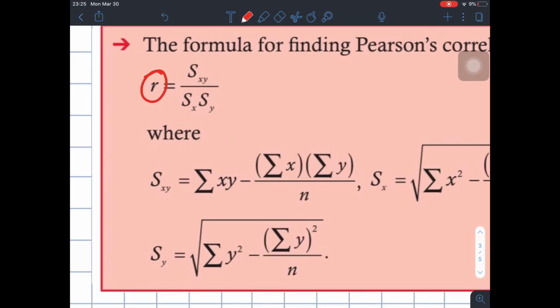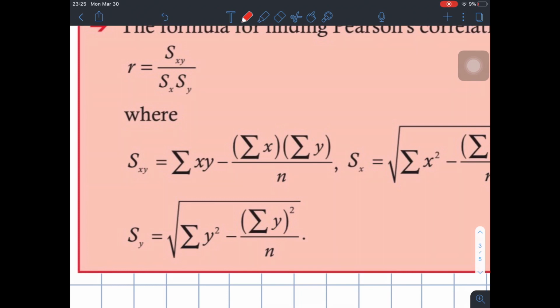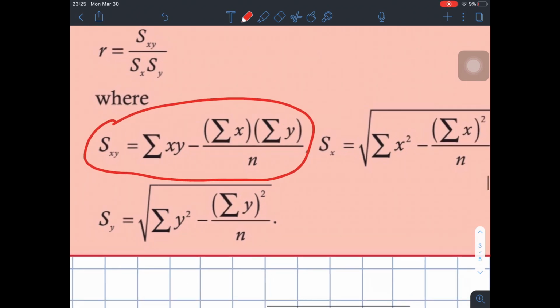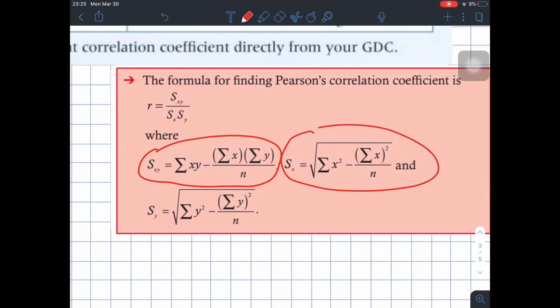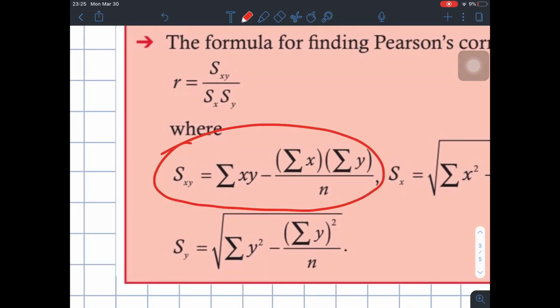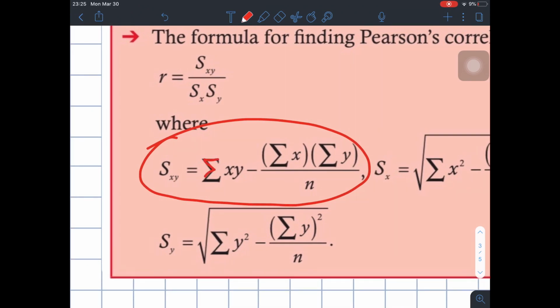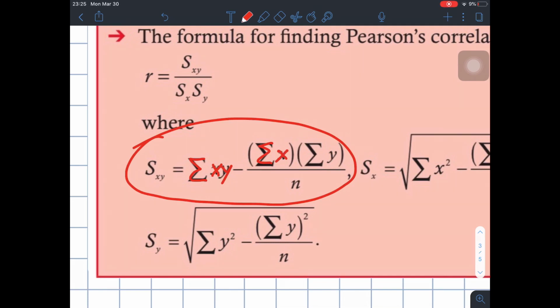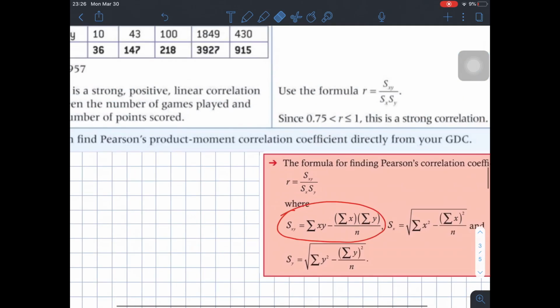We want to find R, so we need the covariance of xy, and we need the covariance of x and the covariance of y. How do we calculate each of these terms? Here we have the formula. Covariance of xy is calculated this way, covariance of x is calculated this way, and covariance of y is calculated this way. So, first of all, covariance of xy. What do we need to calculate the covariance of xy? First of all, it says the sum of x times y, so we need to multiply the x variable times the y variable, and then sum or add all of the values. Then we need to calculate the sum of the x values, and the sum of the y values, and divide it by n, which is the total number of data we have in our data set, okay?